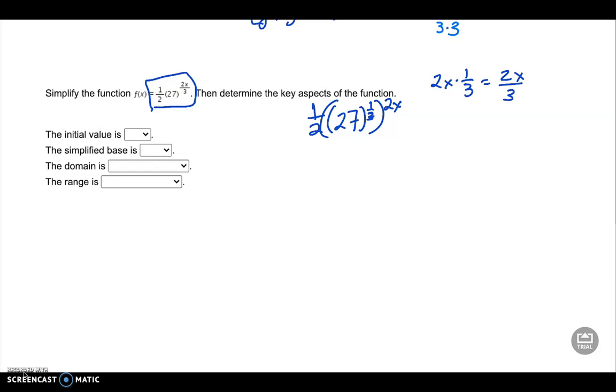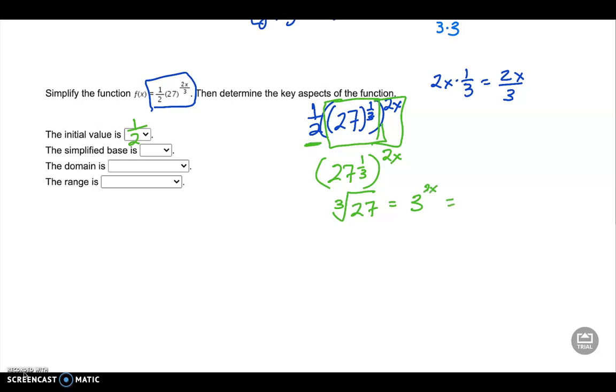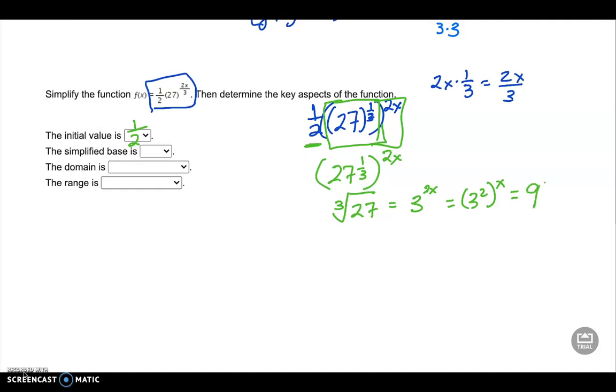Again, the initial value, we're looking for the very beginning value. Here's 1/2. So the initial value is 1/2. Once we've got that 1/2, we can just focus on what the base is going to be here. The simplified base. So 27 to the 1/3, all of that to the 2x. Well, this is the same thing as the cube root of 27. I know the cube root of 27 is equal to 3, because 3 times 3 times 3 equals 27. So I've got 3 to the 2x. Well, when we simplify this, we can rewrite this as 3 squared to the x, because remember, a power to a power means we multiply. We know 3 squared equals 9, so 9 to the x is our simplified base.